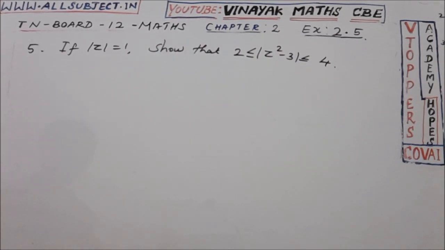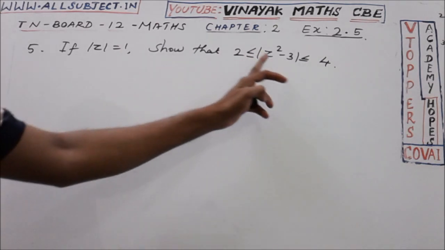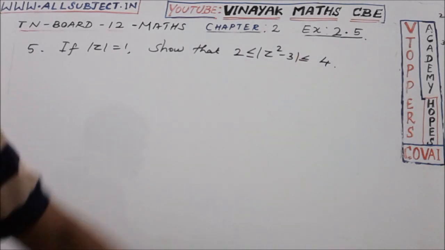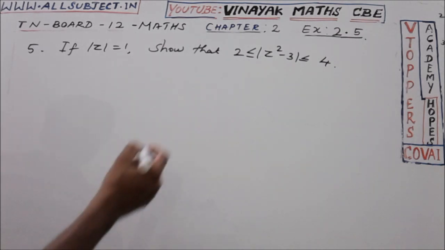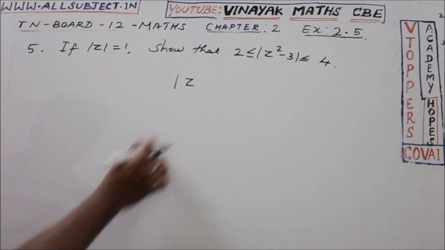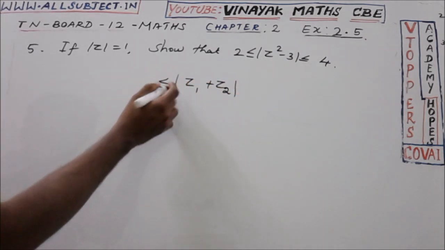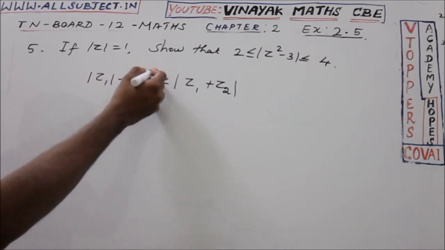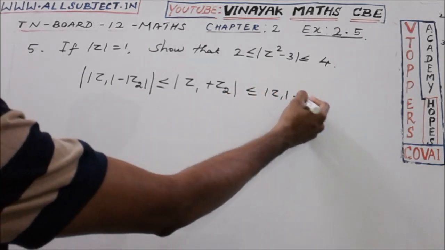Question number 5. Given modulus z equal to 1, show that modulus of z square minus 3 is greater than or equal to 2 and less than or equal to 4. This is the same as the previous problem. We have the formula in general: modulus of z1 plus z2 is greater than or equal to modulus z1 minus modulus z2, and less than or equal to modulus z1 plus modulus z2.